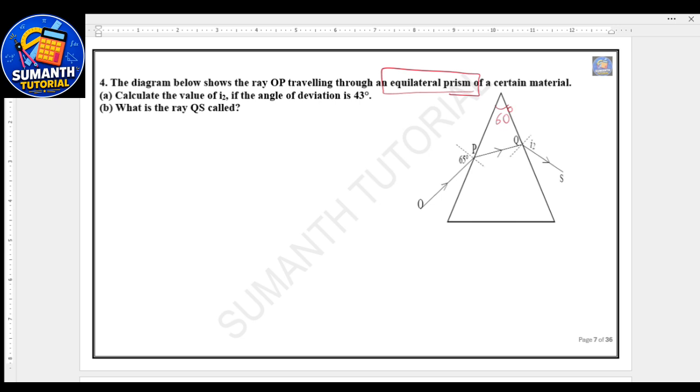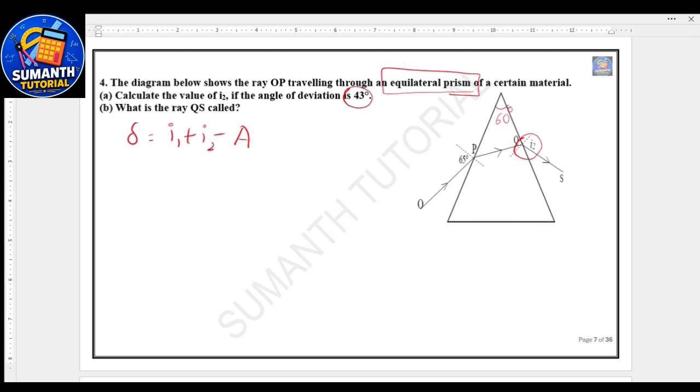Keep this one in your mind. Now we have to calculate the value of I2. Where is the I2? Yes, see here, this is I2. Okay, and they had given very clearly deviation is 43 degree. These are the key points. Now directly we will go to the formula. So what does the formula say? See here, deviation is I1 plus I2 minus A. This is the formula, I1 plus I2 minus A.